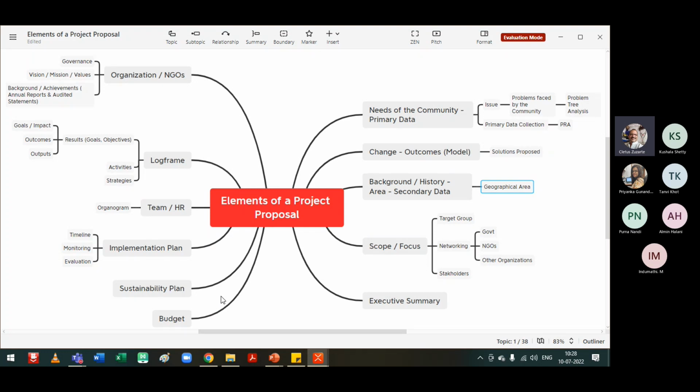A sustainability plan is a plan that you put into place wherein you say, as you work your project, how will you actually concretely work out this project? As in, you will say what are the various systems you'll put in place so that your project will have a sense of continuity.